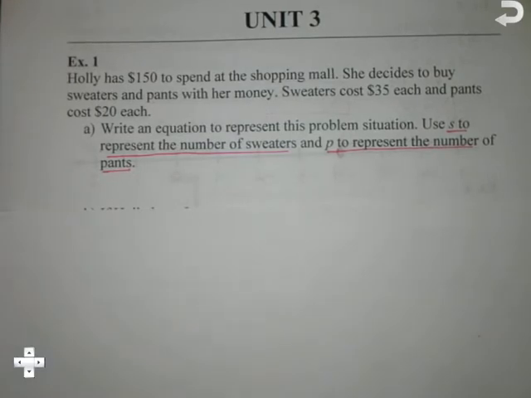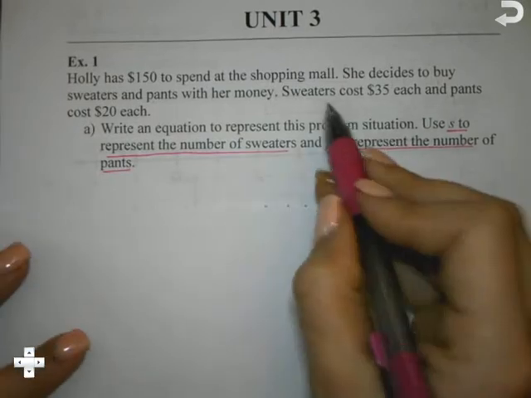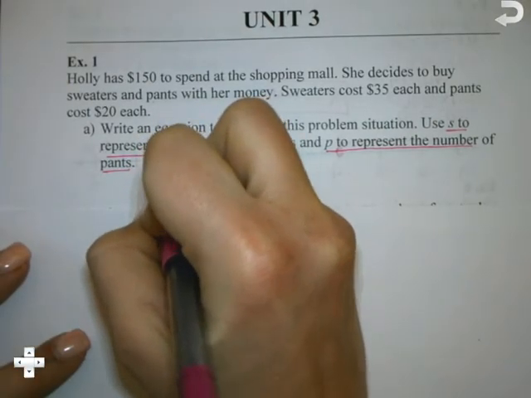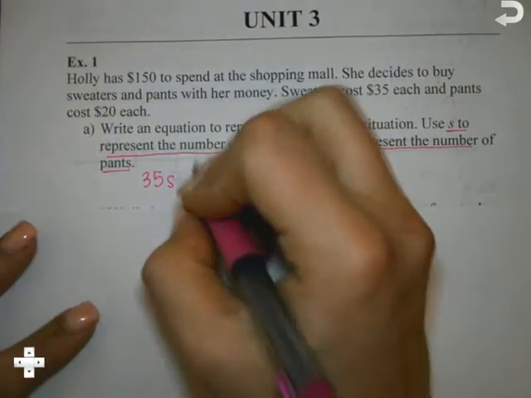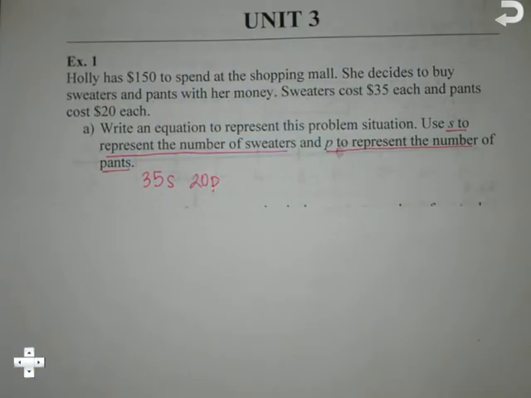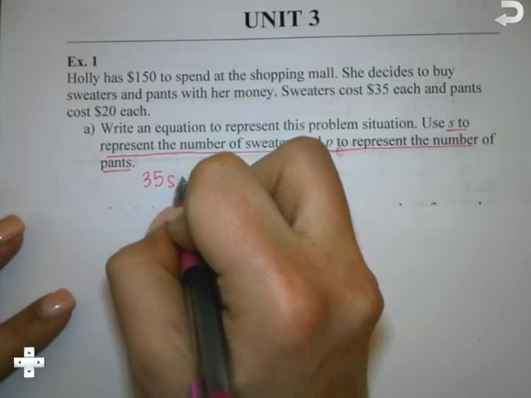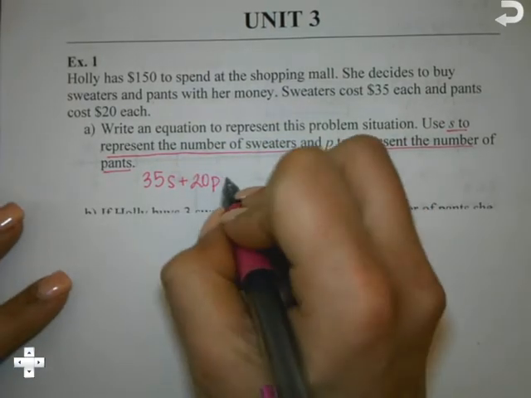So to write this equation, we want the number of sweaters she buys and the number of pants she buys to equal $150. So to write out the cost, how would we represent how much her sweaters in total cost? 35S, good. Make sure your S doesn't look like a 5. Make sure your 5 doesn't look like an S. Okay, and then she's also buying pants. How would you represent how much her pants cost? 20p. And if we're buying sweaters and pants, Brittany, what would you do to those two? Add them. And we want the whole thing to equal how much? $150. So that's your equation.